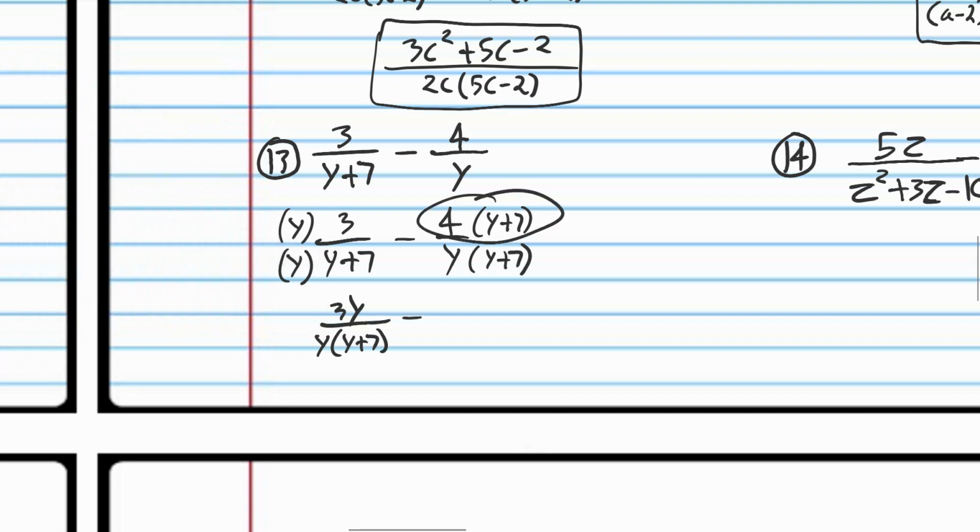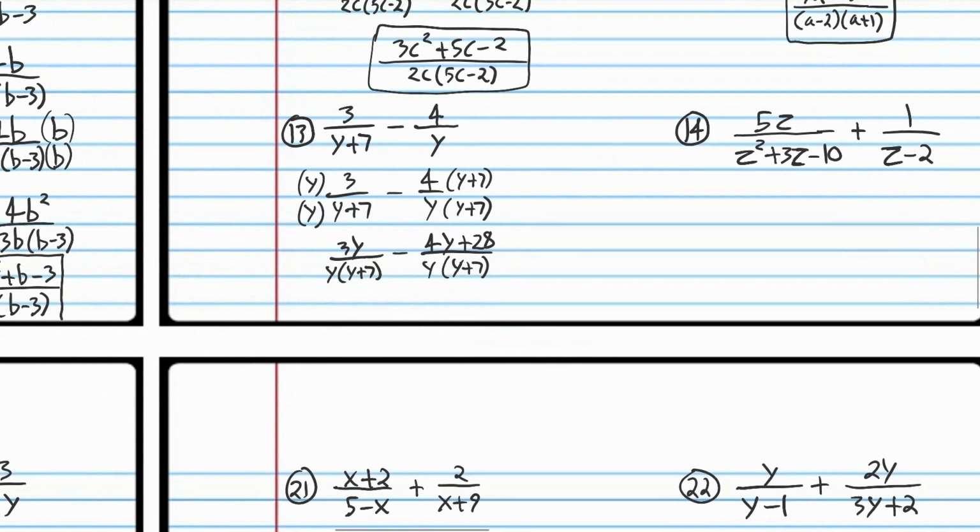And we're going to distribute 4 times y plus 7. 4 times y is 4y. 4 times 7 is 28. Now, here's where the confusion comes in. This is going to be a huge source of potential error for you when you're doing your homework. This is what really frustrates students. So you really got to pay attention to this.